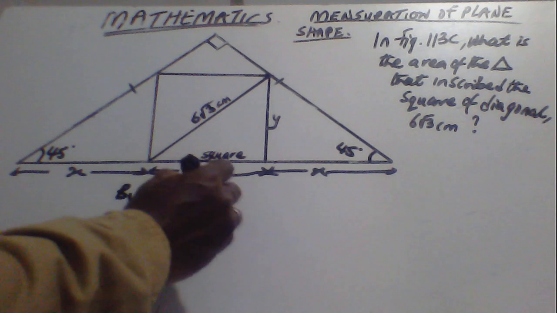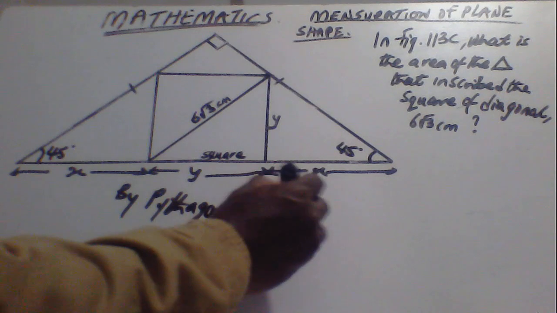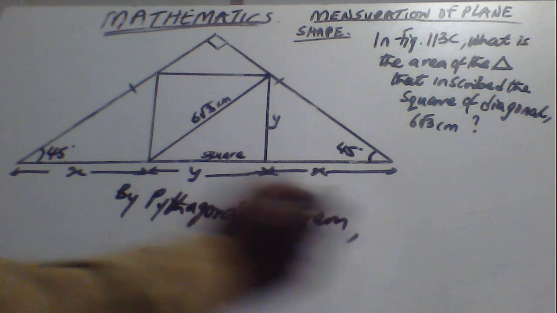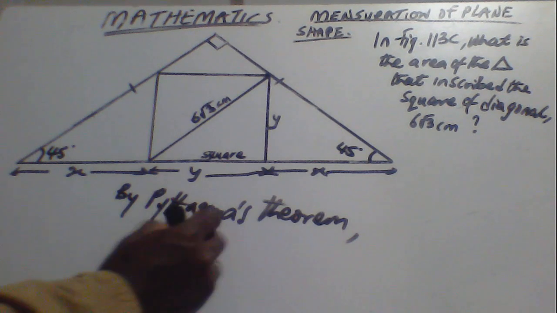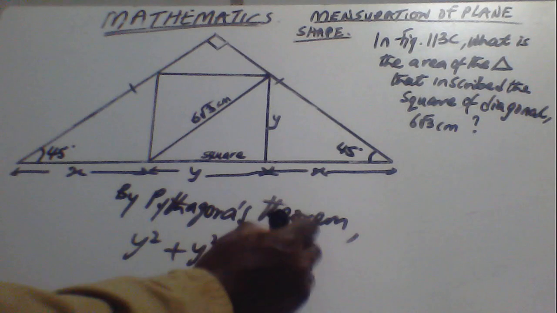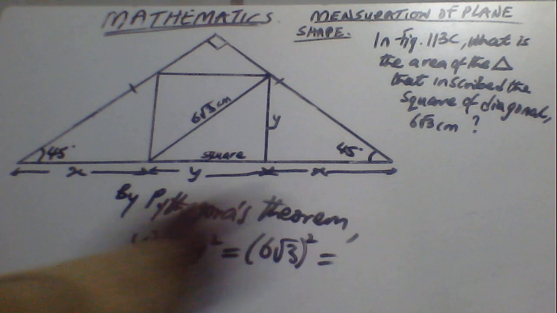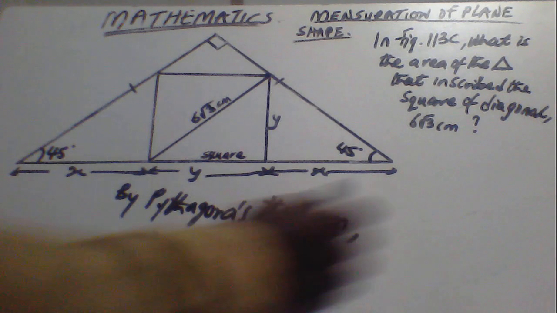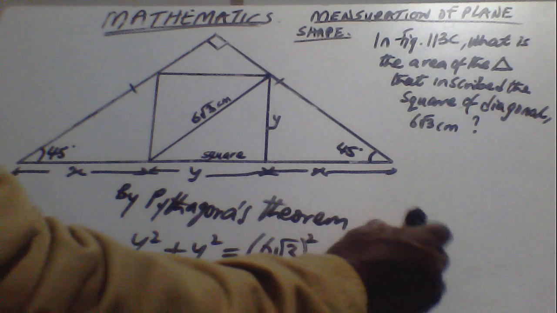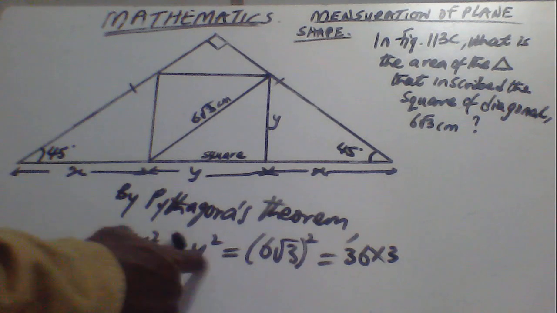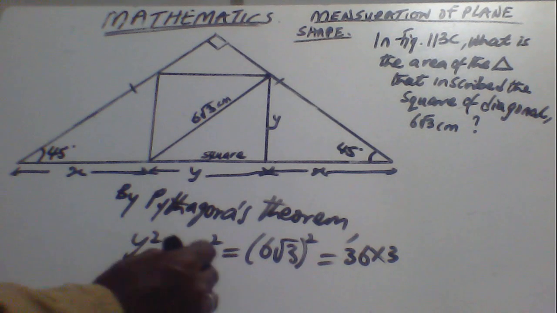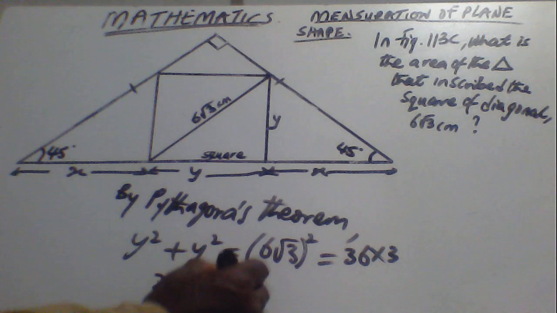By Pythagoras theorem, we have that y squared plus y squared is equal to 6 root 3 squared, and 6 root 3 squared is the same as 36 times 3. So here we have what? 2y squared is equal to 36 times 3.